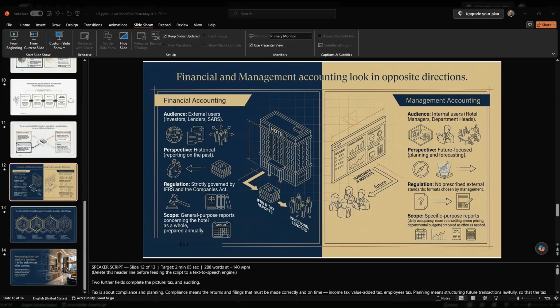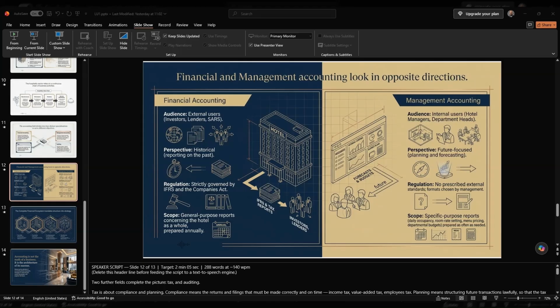Now, that is most of what you have mapped in this session. The what? Accounting is a communication system with five steps: gathering, analyzing, recording, reporting, and interpreting, producing financial and non-financial information for decision making. The who? Internal users inside the organization, external users outside it, each asking different questions of the same underlying data.